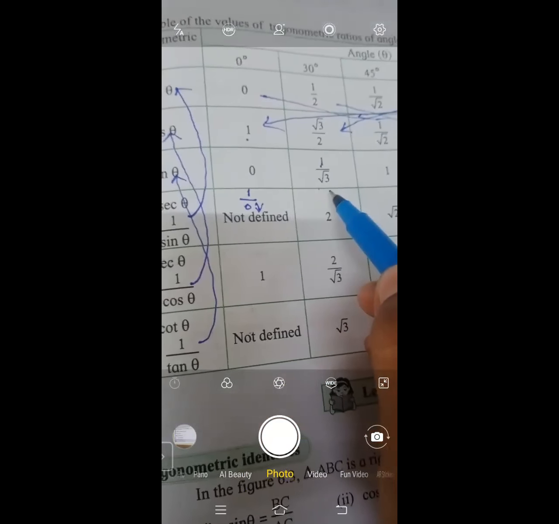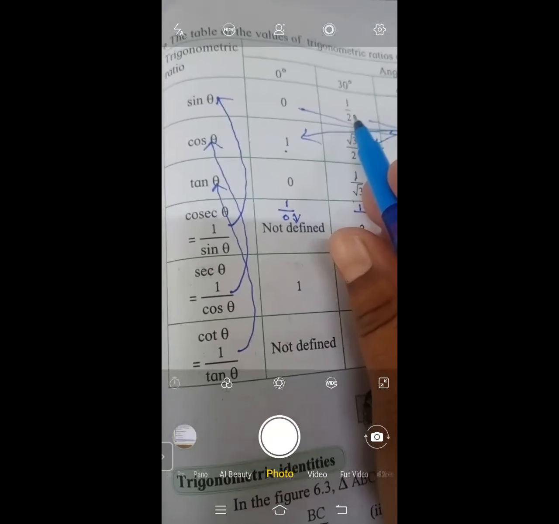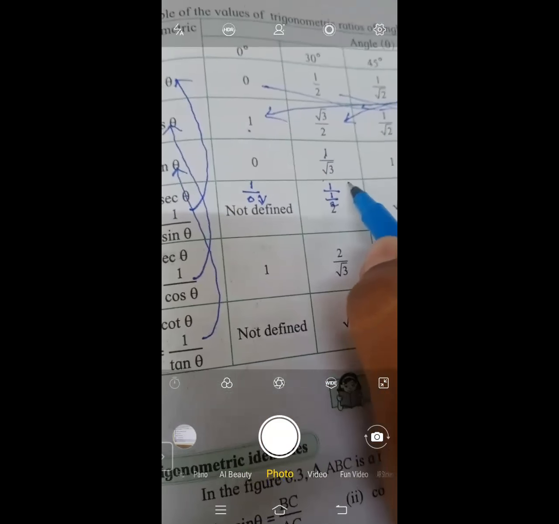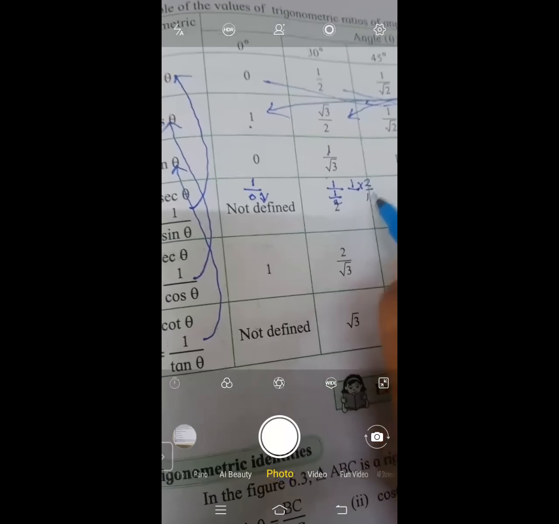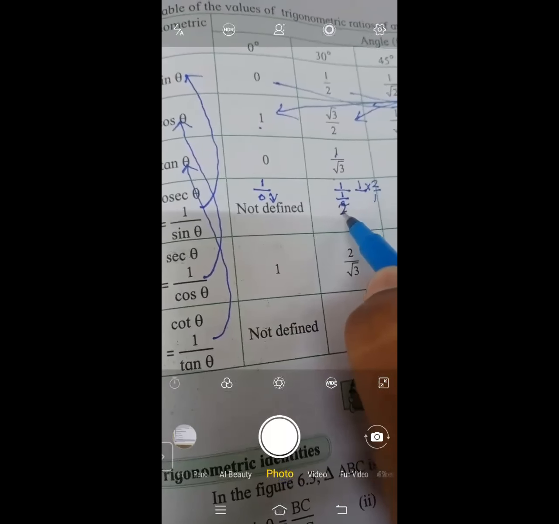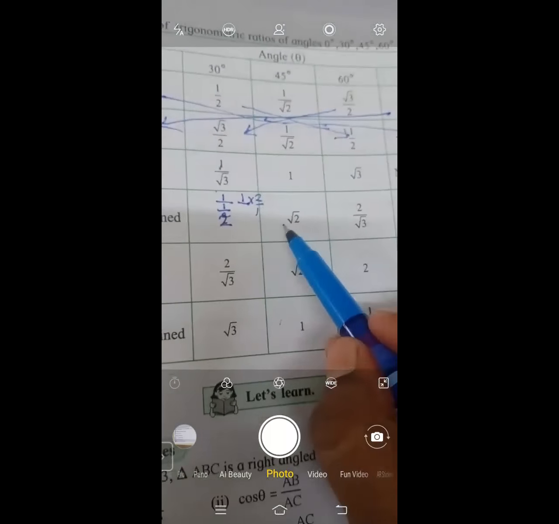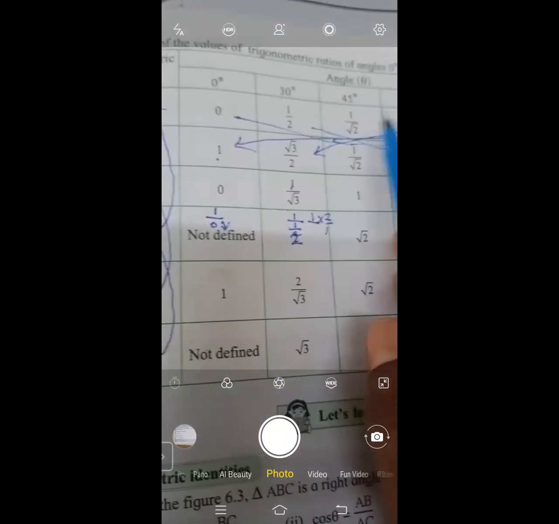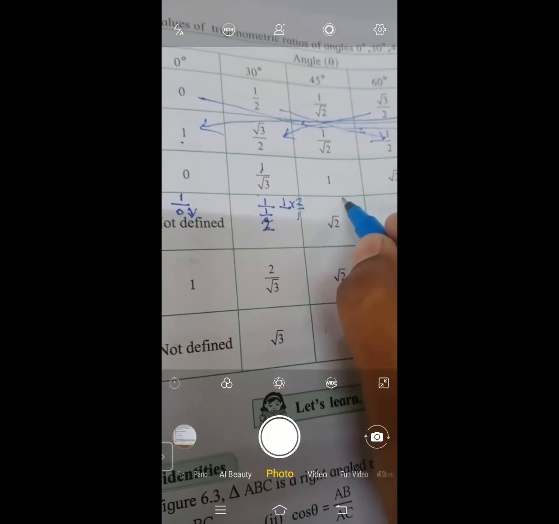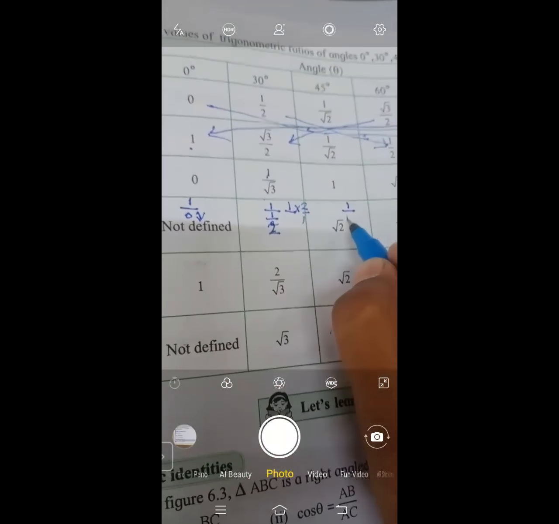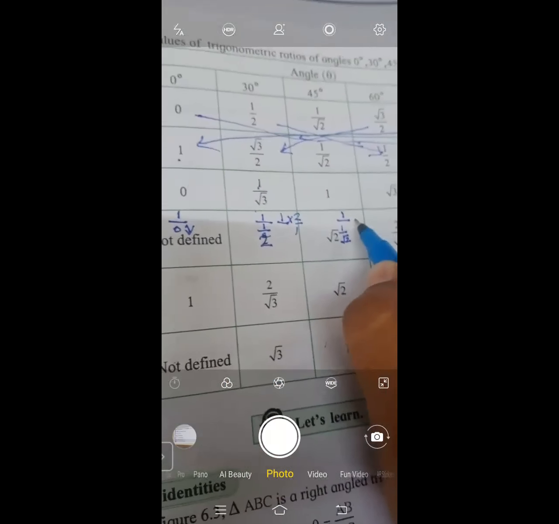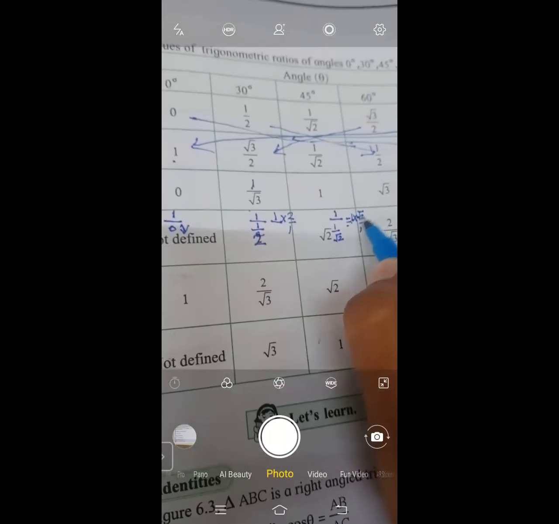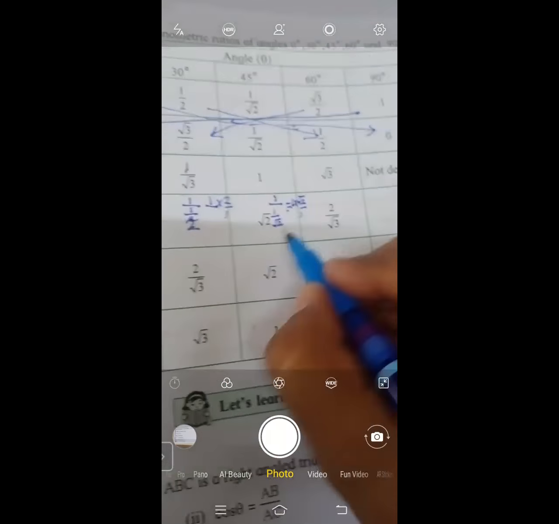Then 1 upon sin theta, the value for sin 30 degrees is 1 upon 2. So I'll take the reciprocal of this, 1 into 2 upon 1, which gives the value 2. Now for cosec 45 degree, I will write 1 upon sin 45 degree, which is 1 upon root 2. Again, I will take the reciprocal of the denominator, which is 1 into root 2 upon 1. Again, 1 into root 2 is root 2. The denominator is 1, so no need of writing it.